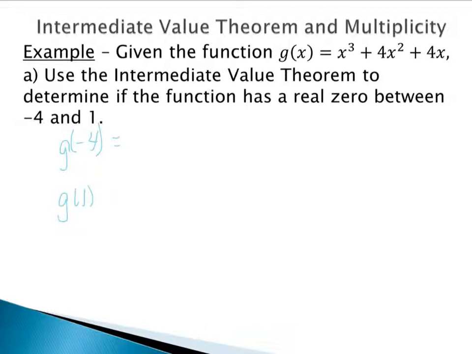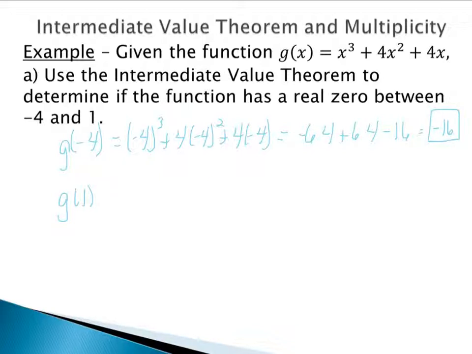For g of -4, we're just substituting in. So we have -4 to the third plus 4 times -4 squared plus 4 times -4. Lots of 4's. -4 to the third is going to be -64. Doing our order of operations on our next term, -4 squared would be a positive 16, and a positive 16 times 4 is going to be a positive 64. And then on our last term, 4 times -4 is going to be -16. Well, -64 and 64 will cancel out, so we'll just have -16. So g of -4 gives us -16.